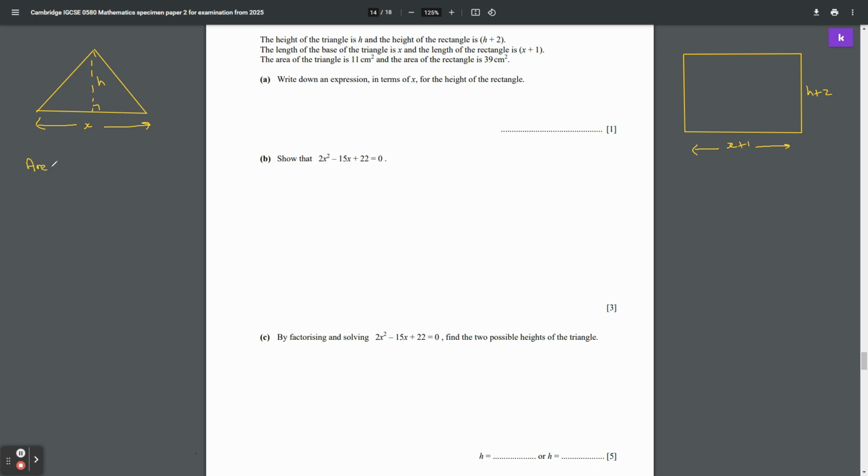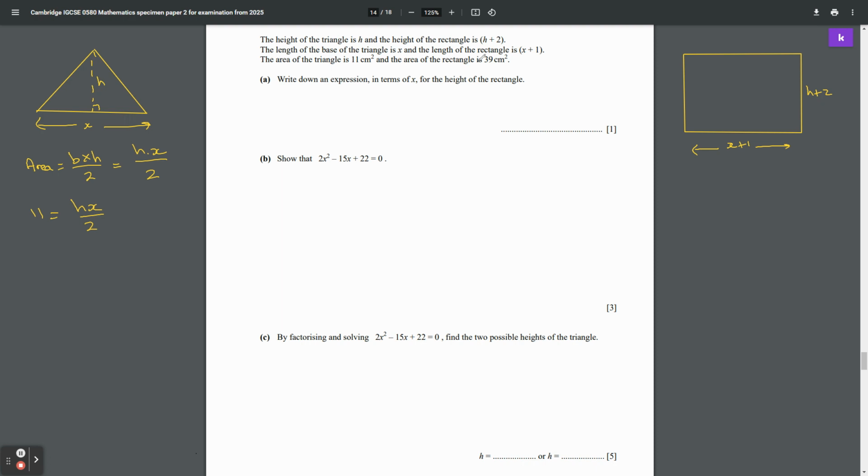And we know that the area of this triangle will be base times height divided by 2, which will be h times x over 2. And the area of the triangle is 11. So we know this is 11 equals hx over 2.